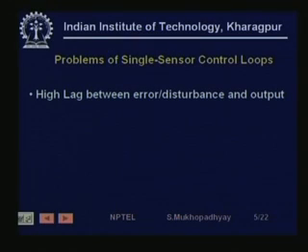So first we will take a look at the problems of single sensor control loops. Sometimes it happens that the basic idea of a control loop is to correct or adjust the control input to take care of the disturbances. A standard control loop does it by computing a control law based on the error. So how quickly the control loop will be adjusted in response to a disturbance depends on how quickly the error will be formed.